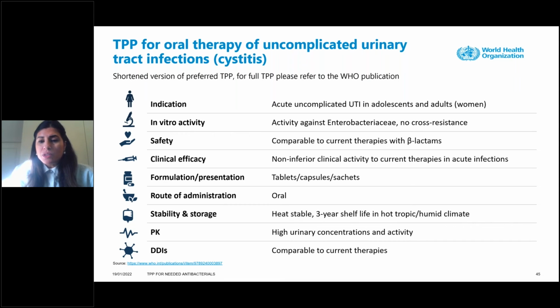Here, the formulations should be tablets, capsules, but also bags. The product should, from the PK perspective, present a high urinary concentration and activity, and it shouldn't present cross resistance to other therapies for the same indication.